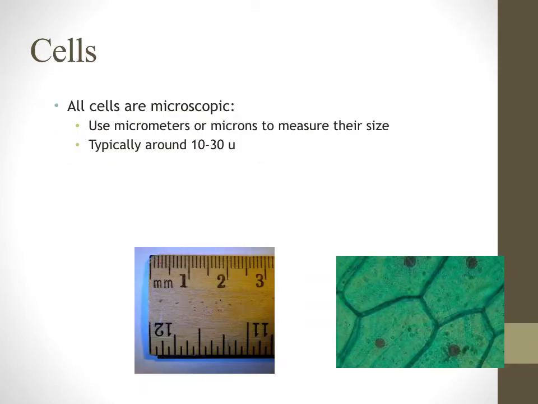The cells are all microscopic. You guys know this already. We typically use microns or micrometers as the unit that we're going to measure these cells in. And the average cell is 10 to 30 microns. When we look at red blood cells, however, we're looking at smaller than that. Typically for our dog and cat, we're looking between 5 to 8 microns, so a little smaller than that, but that's just our average here.